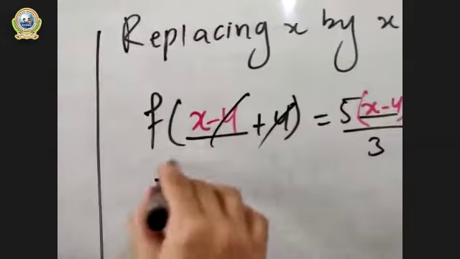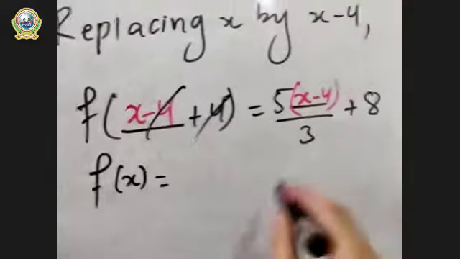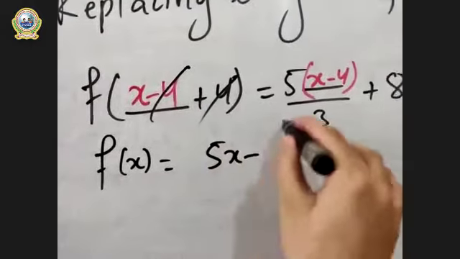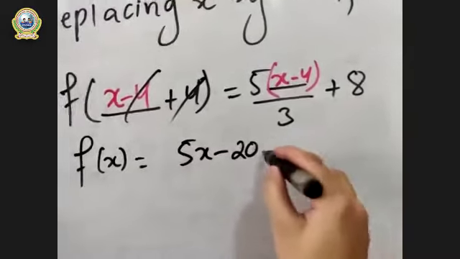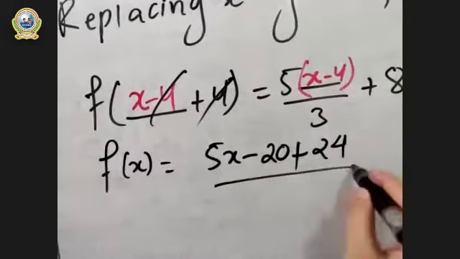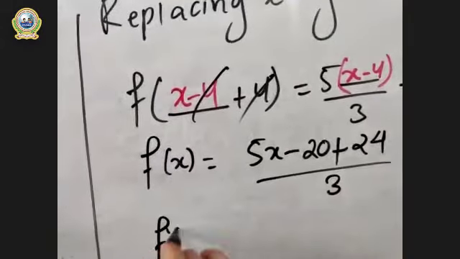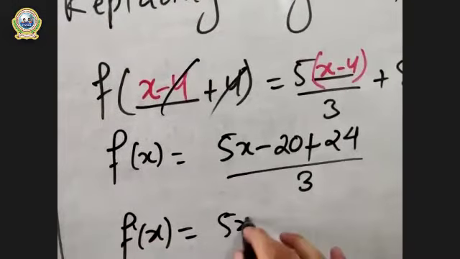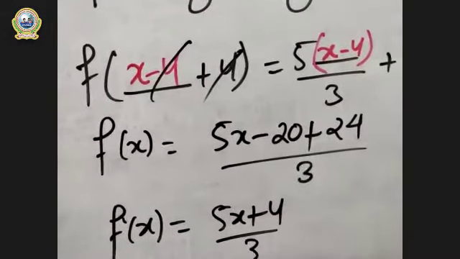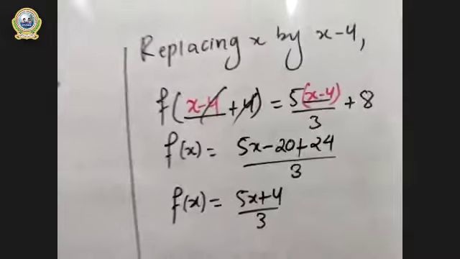So now you will finally get f(x) is equal to, open the bracket, it will be 5x minus 20, and take the LCM, it will be 8 3s are 24 by 3, right? So finally you will get f(x) is equal to (5x plus 4) by 3. This will be our f(x). Are you clear up to here?